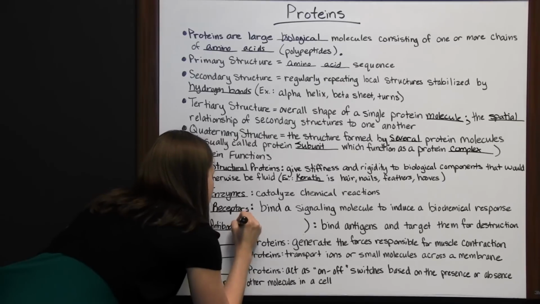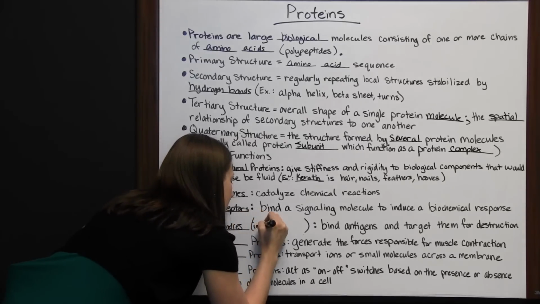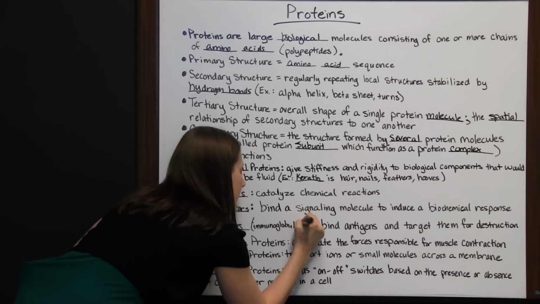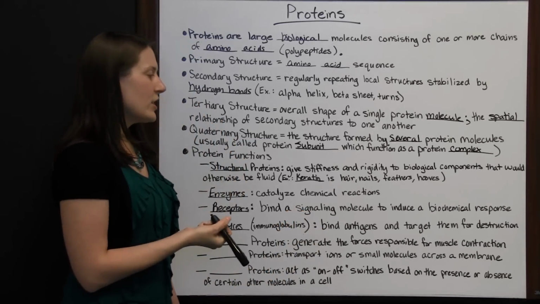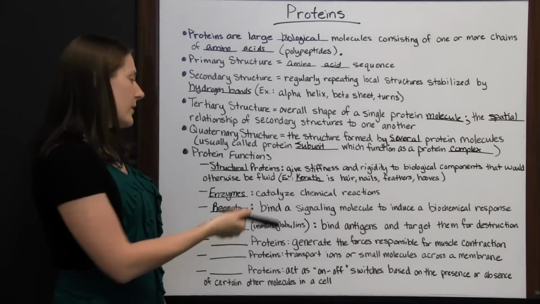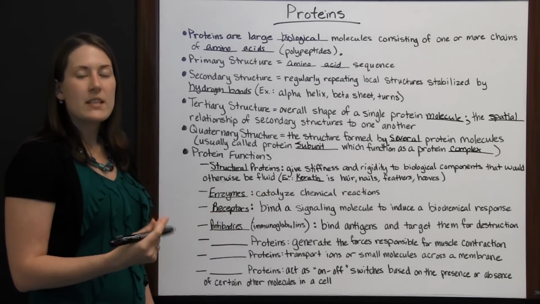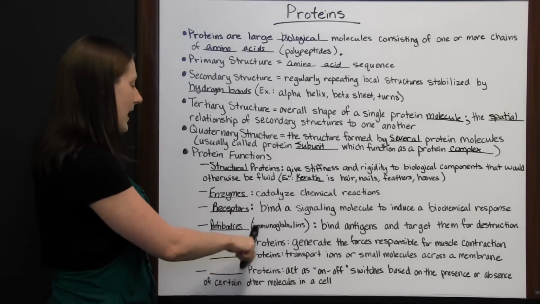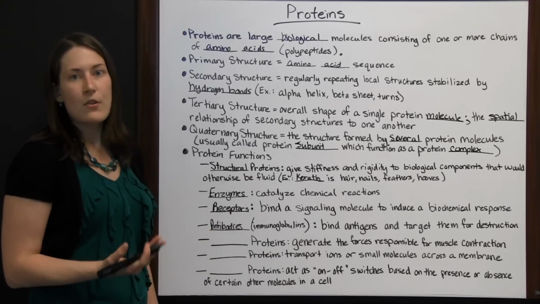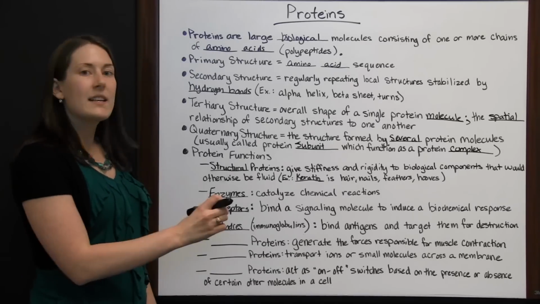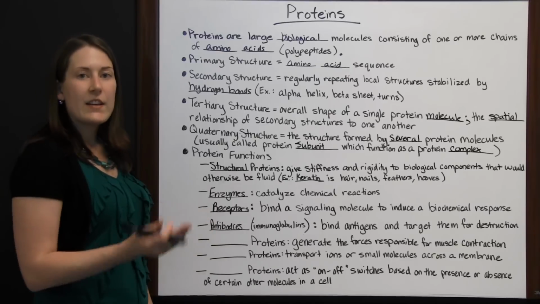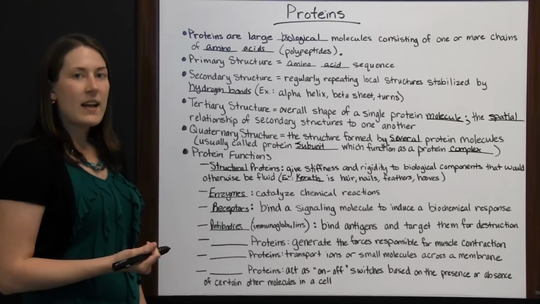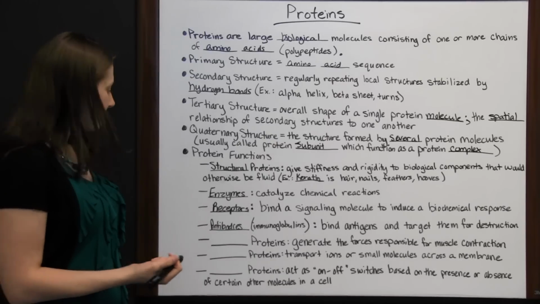Next, you have antibodies, which are also known as immunoglobulins, and these bind antigens and target them for destruction. So an antigen is a foreign body that comes into the cell and it's not welcome, it's seen as the threat, and so these antibodies or immunoglobulins are part of the immune system, and they bind to the antigens, that foreign body, and they target them for destruction so that they are destroyed and removed from the cell and the threat is eliminated.